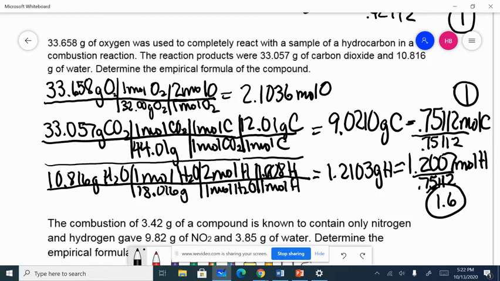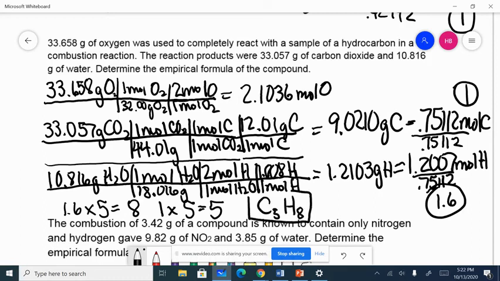So I'll know that I'll have to multiply it by 5. When I multiply 1.6 by 5, I get 8. When I multiply 1 by 5, I get 5. So my empirical formula is C5H8. There are more than one way to do these problems. And this is a good example of a problem where I could have done a couple different ways.